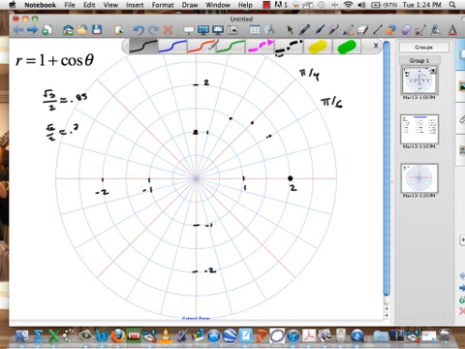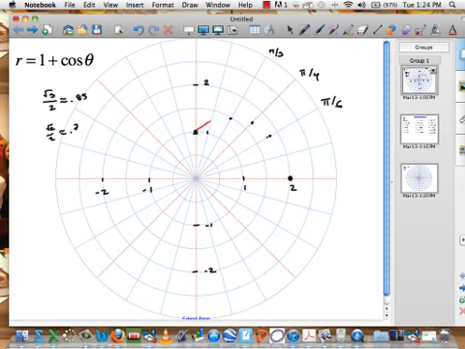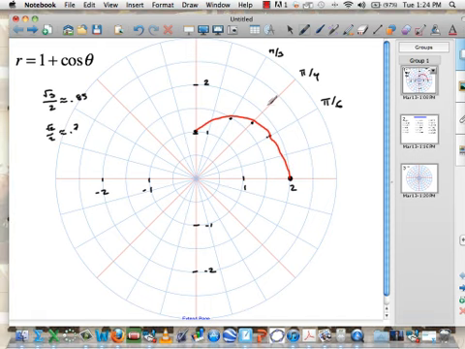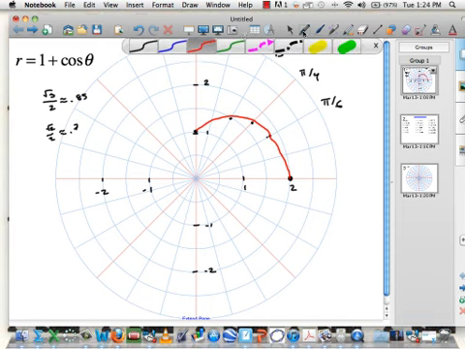I'll try to connect them best I can with this slate that I have here. Okay, so that's okay. It's not great. We'll take a look at a better picture of what this looks like on the calculator shortly here.